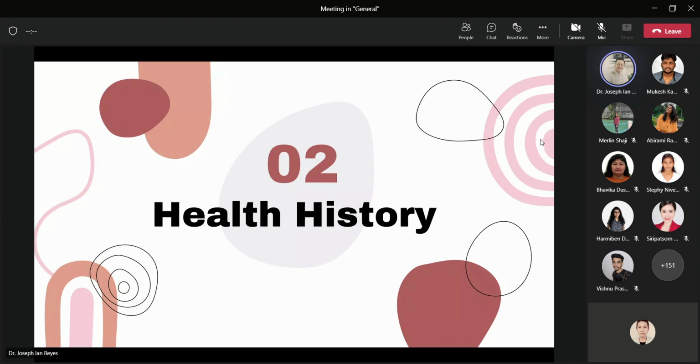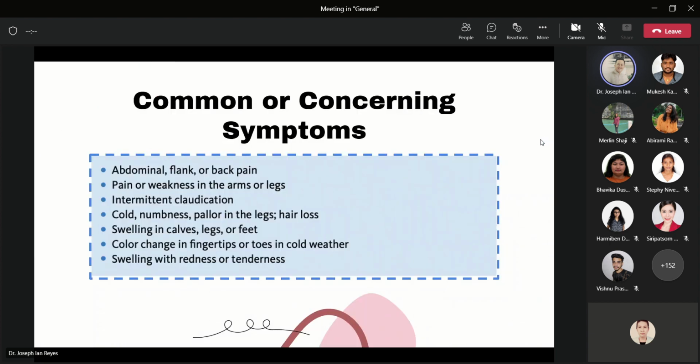The arms or legs. So meaning patient have numbness or pain. Then intermittent claudications, cold, numbness, pallor in the legs, hair loss. Why hair loss? Because poor circulation would cut off the nutrients, no growth in those tissues. So basically, you'll have hair loss, swelling in the calves, legs, or feet.